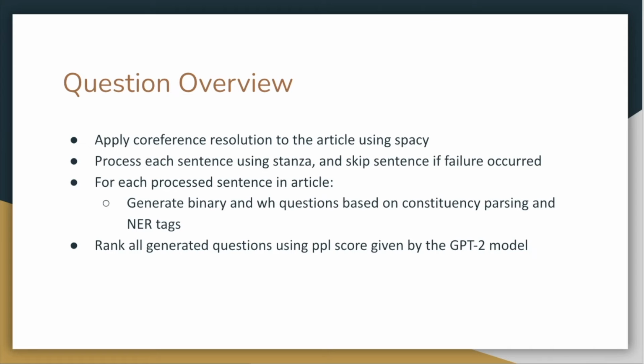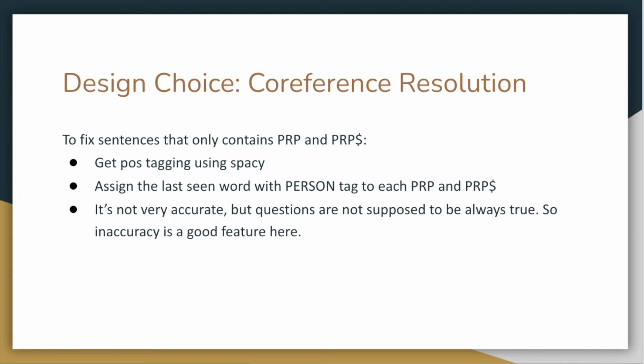For question generation, we first apply co-ref resolution to the article using spaCy, and then process each sentence using stanza, because unknown texts generated by special symbols are not accepted by stanza. So we decided to process on a sentence level instead of article level, so that we can skip a sentence if stanza failure occurred. For each processed sentence, we then generate binary and WH questions based on constituency parsing and NER tags. And then we rank all generated questions using perplexity given by the GPT-2 model.